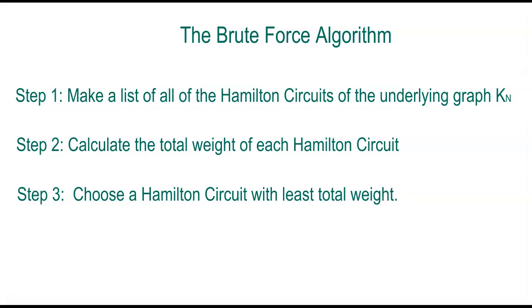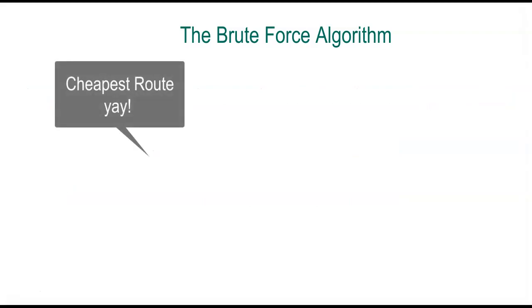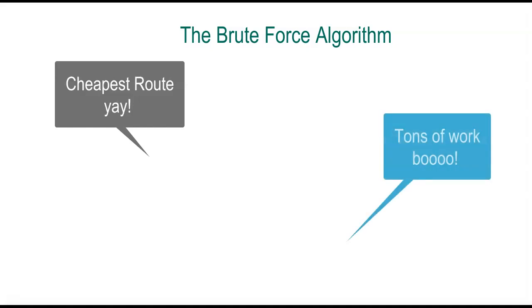This method has obvious pros and cons. It does ensure that we have the cheapest route, or optimal tour, because we check every single option. But that leads us to the obvious drawback. This is a laborious process. In this case, we had K5, but what if this was K7? We would have 720 Hamilton circuits. Even cutting that in half, we would still have 360 to calculate.